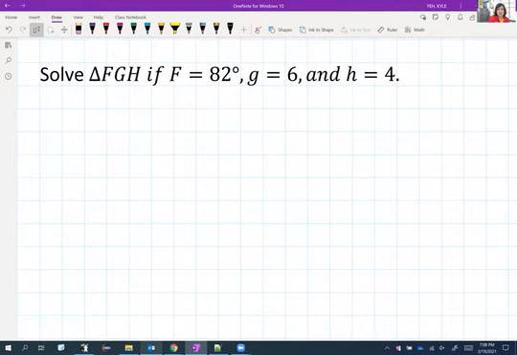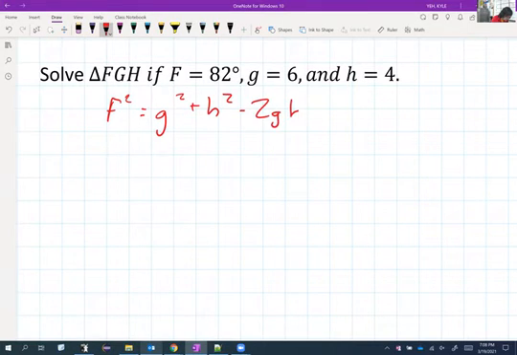Solve triangle FGH if F equals 82 degrees, G equals 6, and H equals 4. So if I'm thinking, how do I want to structure this law of cosines? What I'm going to do is say, what angle do I have here? I have angle F, then I'm going to need to put side length F by itself. F squared equals G squared plus H squared minus 2GH cosine of angle F. And that's how I know to put F squared by itself on the left, because I'm using angle F. That's what I'm given.